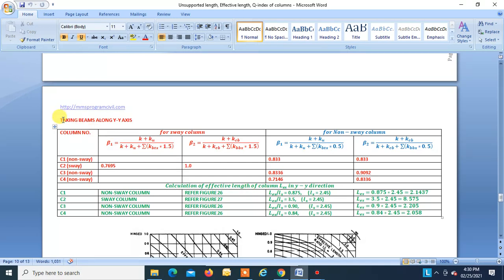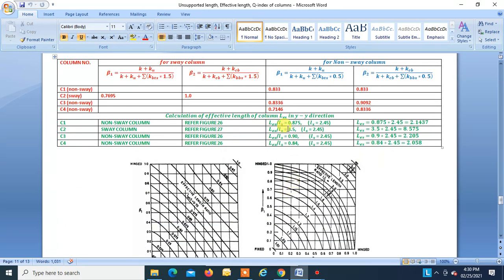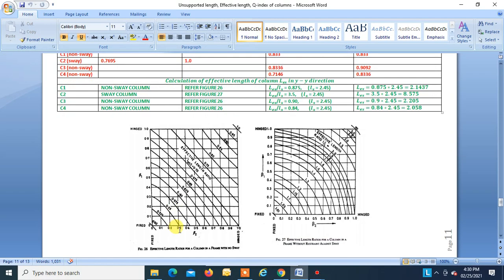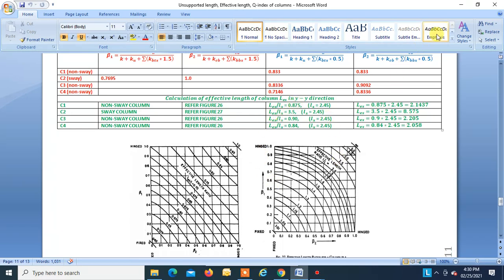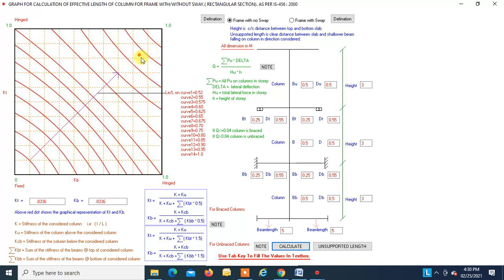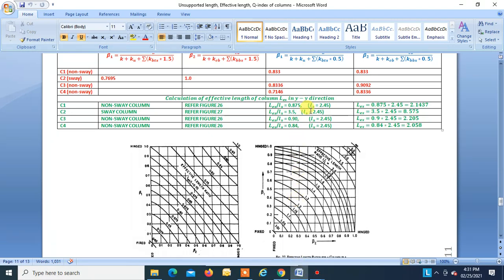This is the case where we are taking the beam along the y axis, right? So for C1 it is a non-sway column, with 0.833 and 0.833. When you find the ordinate on this graph for non-sway column, you get the value of K equal to 0.875. We can see this figure, right? We get this point. So this is graph 11, and the value of K on graph 11 is 0.85. This is graph 12 and the value of K on graph 12 is 0.9. Our case is in between these two, so we will take it as 0.875. Simple. So that is how we got the value of K.